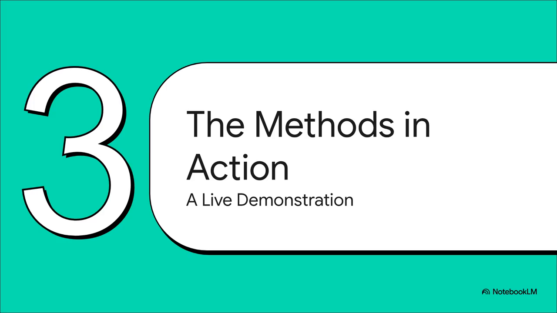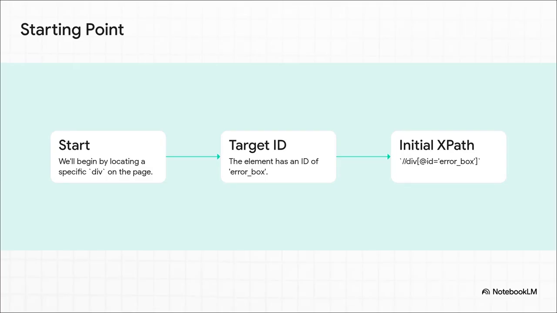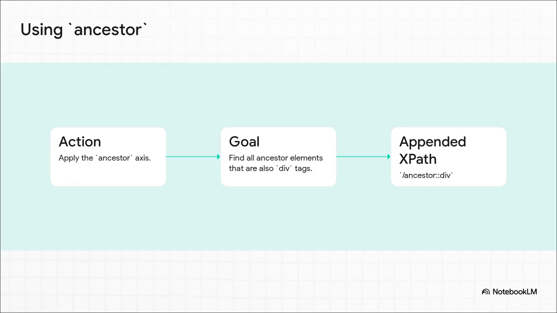We're going to walk through a real example to see how this tiny difference in the name has a huge impact on what you actually find. So first things first, we need a solid starting point, right? We're going to find a specific div on the page that has the ID error-box. This is going to be our anchor, our You Are Here map pin that we'll start climbing from. Okay, now we just tack on our axis. We're basically telling XPath, hey, from that error-box div we just found, I want you to look up and find every single one of its ancestors that happens to be a div.